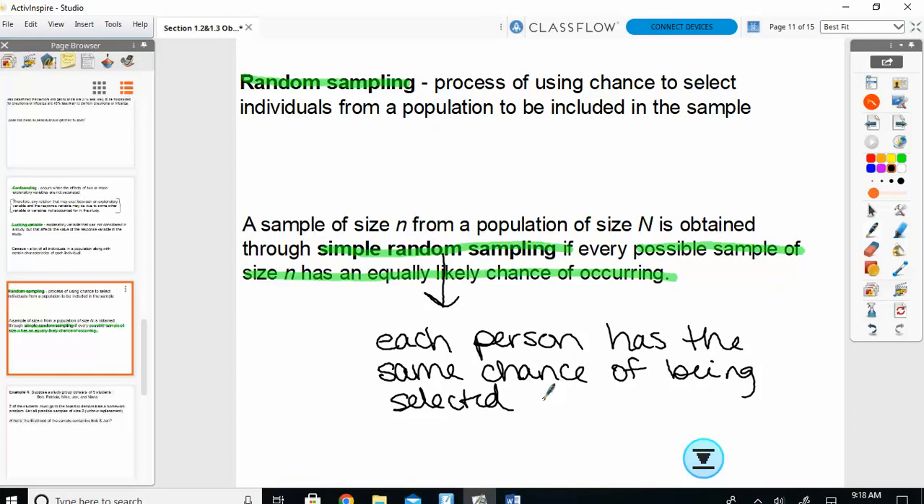So we're going to do a couple examples and then we are done for today. So if you go to your example page, you have examples 4 and 5 that we're going to look at.